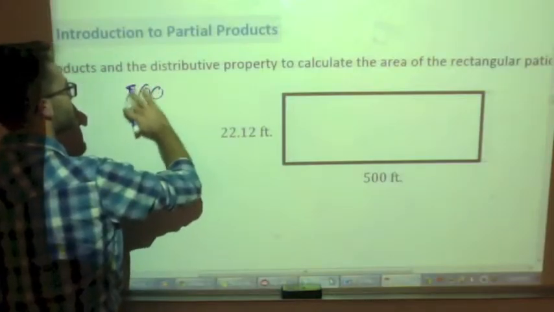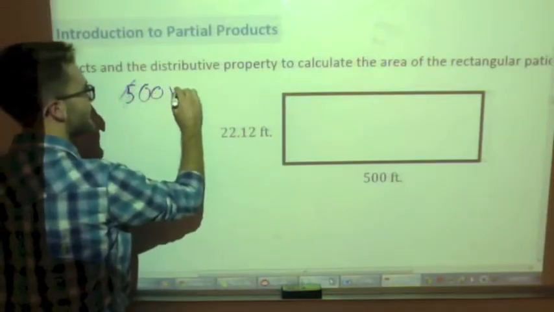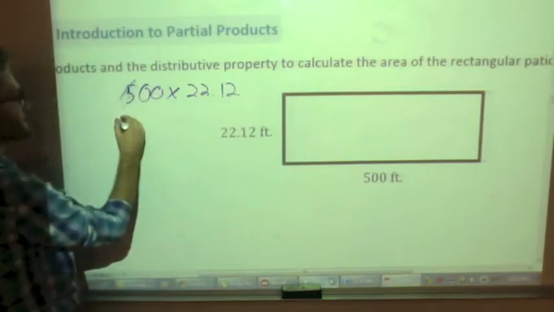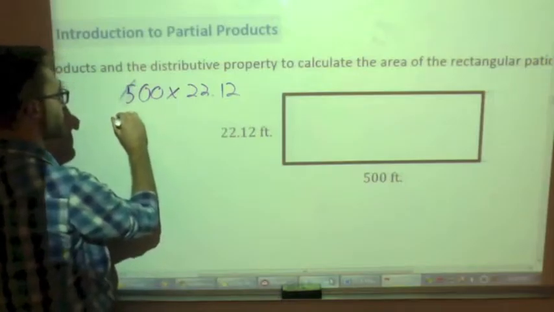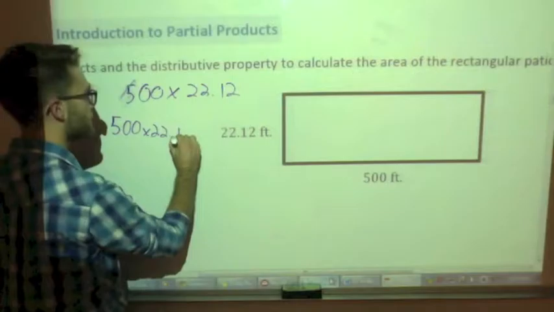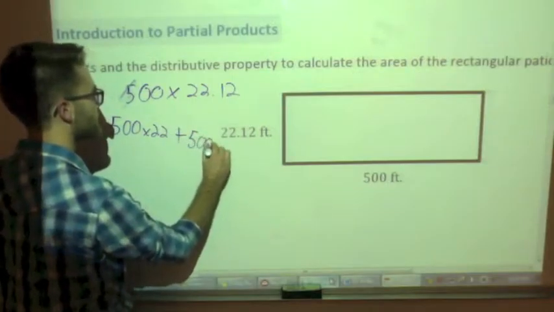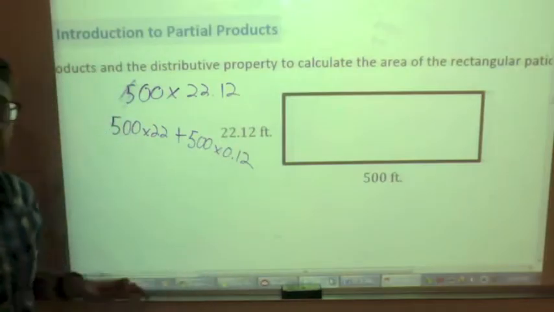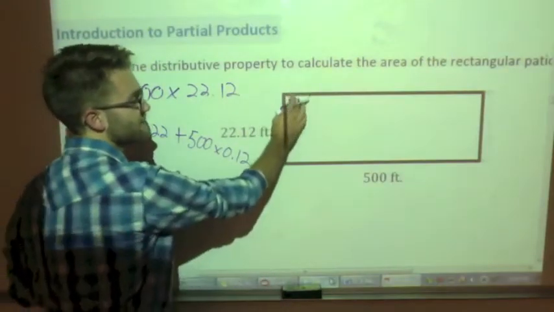500, I apologize for my 5, times 22.12. So we can set this up once again with the distributive property with partial products as 500 times 22 plus 500 times 0.12. Now what this would look like visually would be if we were to split this rectangle into two different problems.